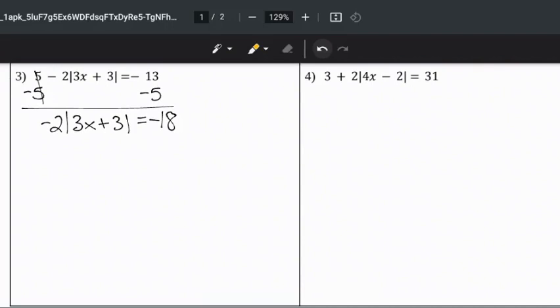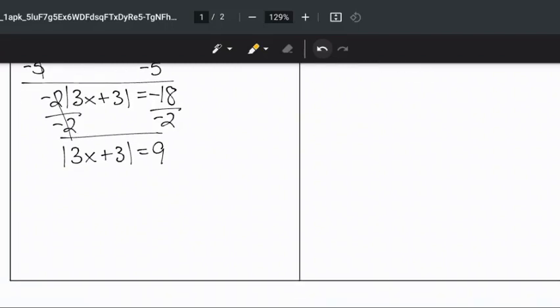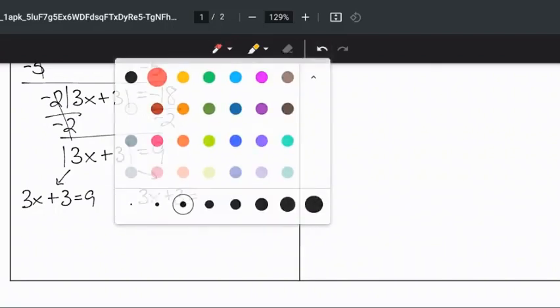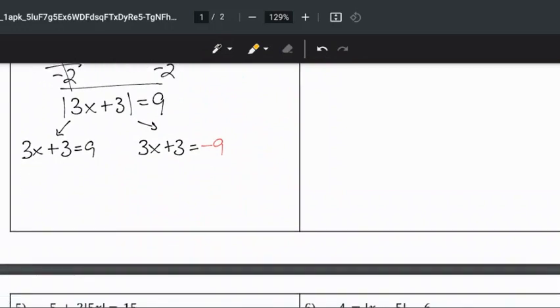Okay, and then we still have one more step before the absolute value bars are completely isolated. We have to divide by this negative 2 on both sides. And we are left with the absolute value of 3x plus 3 equals positive 9. Now we can split because the absolute value bars are isolated. So 3x plus 3 equals 9. And then we have 3x plus 3 equals, and now it's a negative 9 over here. And now we just solve both of these.